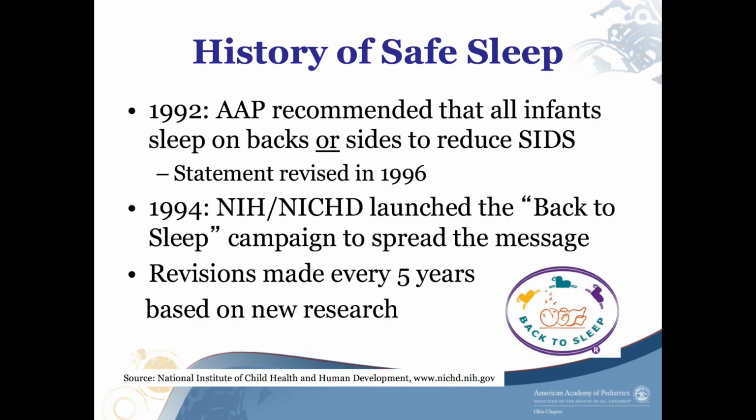So let's talk a little bit more about the history of safe sleep. Several of you might remember that back in 1992, the American Academy of Pediatrics recommended that all infants should sleep on their backs or sides at that time to reduce the risk of SIDS, or sudden infant death syndrome. This statement was revised in 1996 to take out the sides part. Pediatricians had realized by that point that sleeping on the side was an unstable position and that most of these babies rolled to their stomachs. So in 1996, this was just updated to all babies should sleep on their backs.